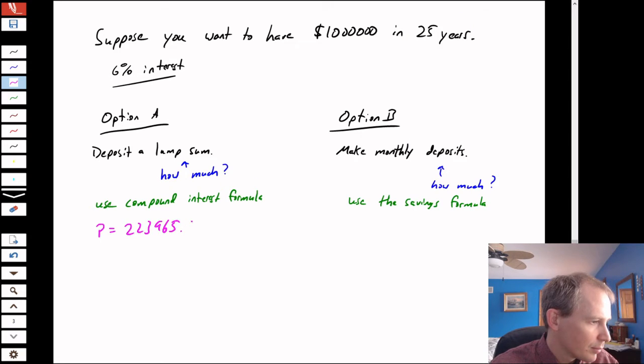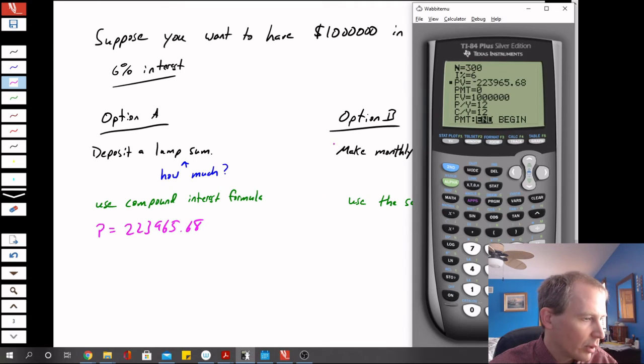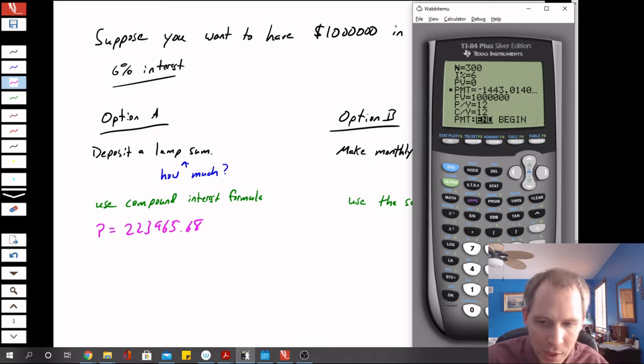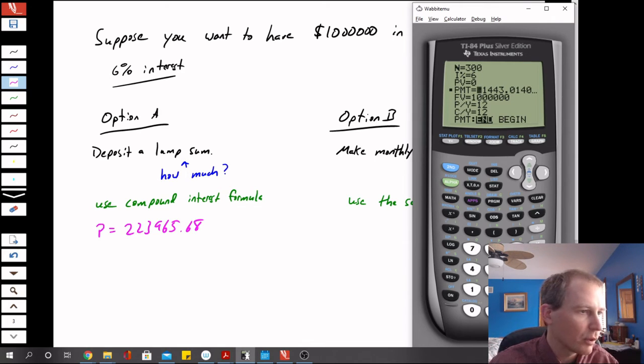If instead I want to find out what my monthly payment is, I have zero in there at the beginning, and I just go down to the payment and solve there. So I don't really need to pick formulas, I just pick what is the variable I'm looking for. And here we need $1,443.01.